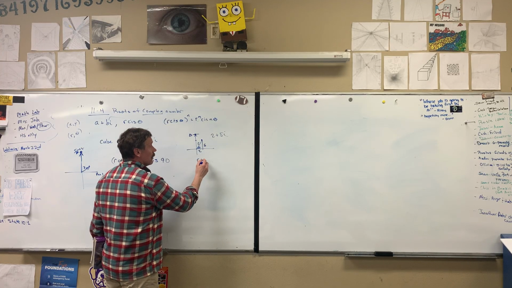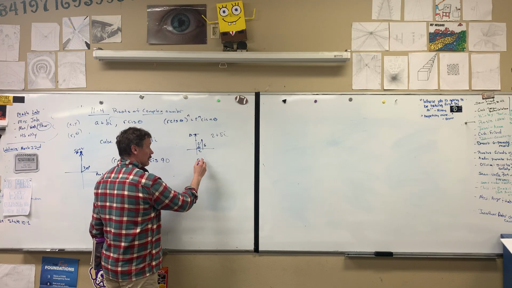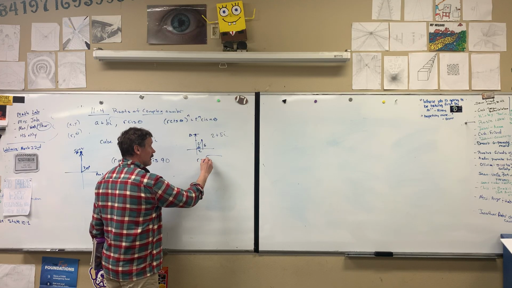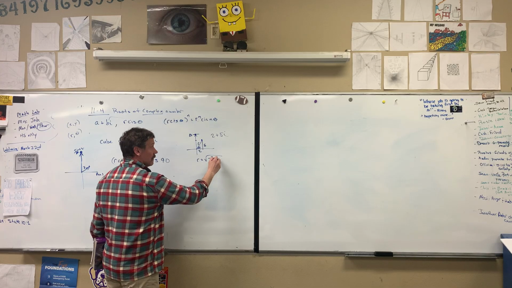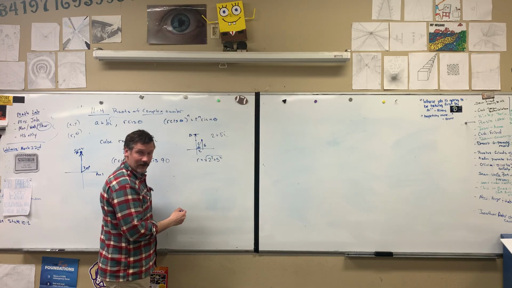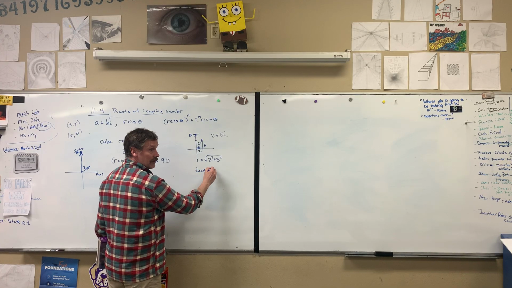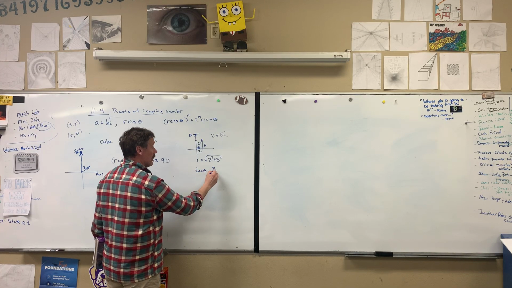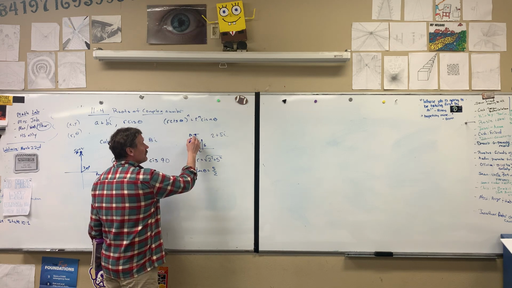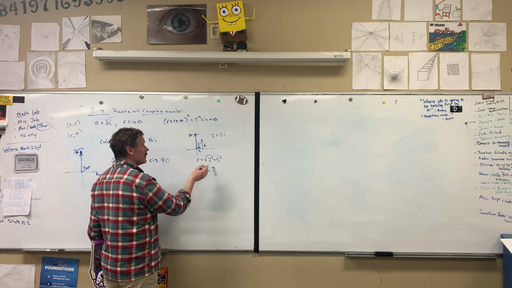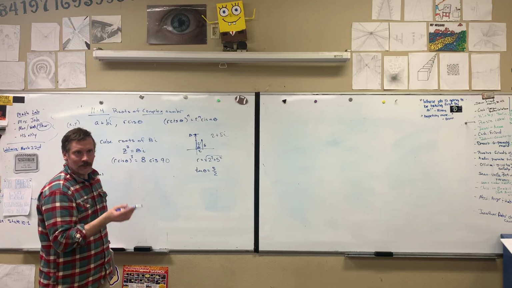And so how do you find r? Law of sines. No, r. Pythagorean theorem, right? 2 squared plus 5 squared. That would give you r. And then how would you find theta? Tangent of theta equals 5 over 2, right?